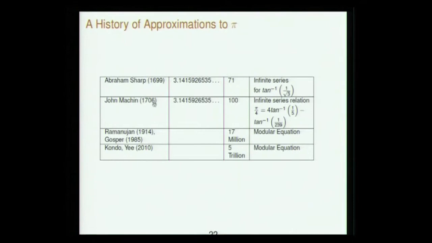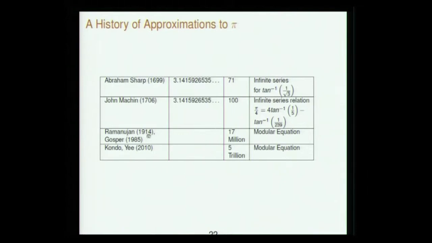Now later on, Abraham Sharp, as we saw, had this tan inverse 1 by root 3 series. So he calculated it to 71 places. And later on, a very different kind of formula came due to John Machin. This was calculated to 100 places. Now from here to 17 million, there are so many in-between steps, many great people come in between. But this is what is of interest to us.